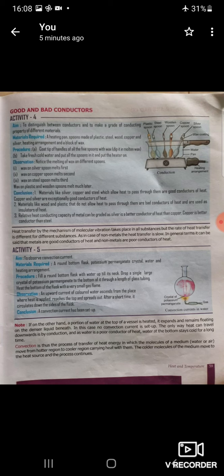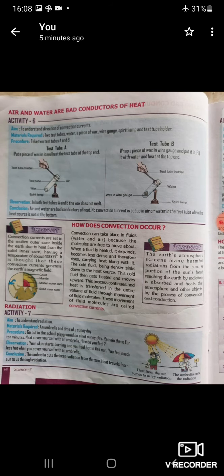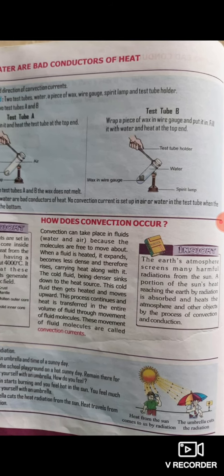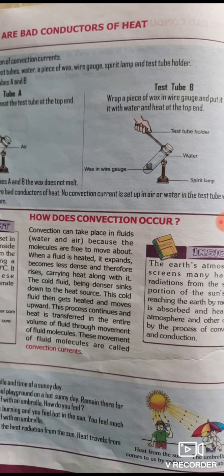Now on page number 59 we have some activities mentioned. We are not supposed to do these activities, so open page number 100. Now how does convection occur? I will explain the concept of convection.